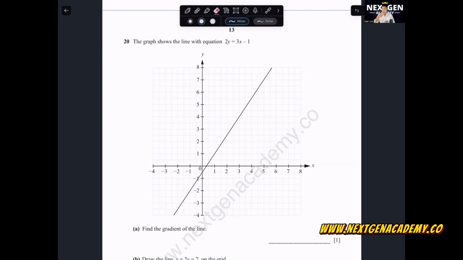Do y2 minus y1 over x2 minus x1, because it's 2y, divide by 2, right? There are two ways you can do it, but do the easier way. Look at the equation given to you: 2y equals 3x minus 1. Remember this: if you can, simplify to gradient form. What is the meaning of gradient form? Write this down.